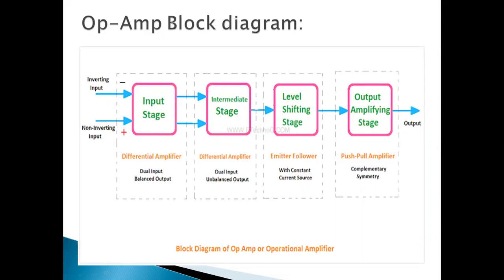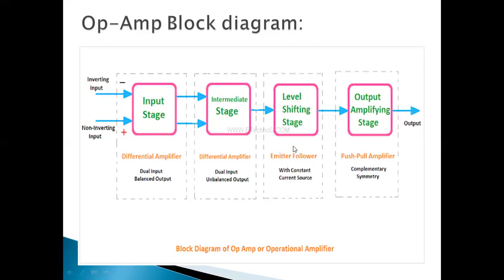In the input stage, mainly we are using a differential amplifier in the configuration of dual input balanced output. Already we know this configuration. Dual input means we are applying two inputs, and balanced output means we are taking the output between two collectors. The second stage is also a differential amplifier, but the configuration is dual input unbalanced output. In this case, we are applying two inputs and the output is taken at one collector with respect to ground.